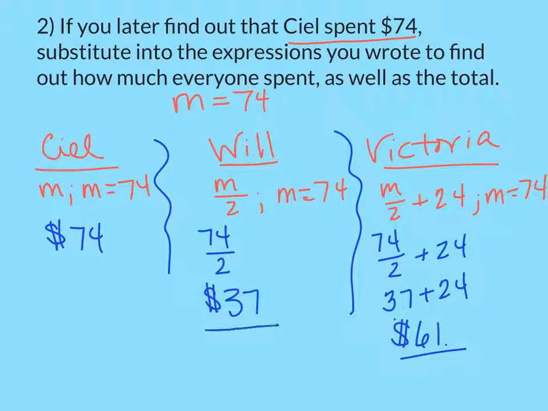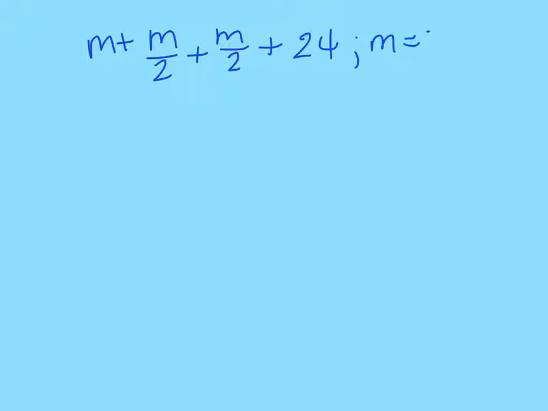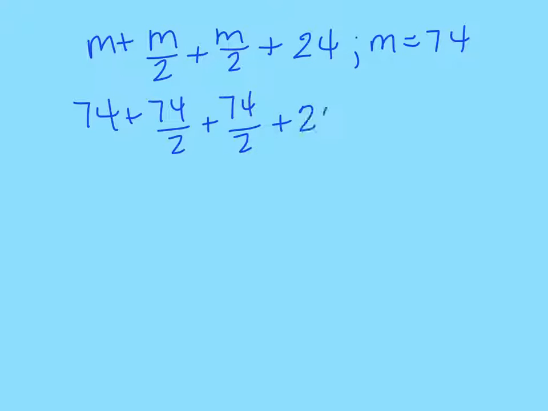Now at this point I know a lot of you have been just taking these numbers and adding them together to find your total. But it says over and over here to substitute into those expressions you wrote. The expression that we wrote for the total is M plus M divided by 2 plus M divided by 2 plus 24. And I know that M equals 74. So I substitute in. I know I divide before I add. So that's both of these. 74 divided by 2 is 37.